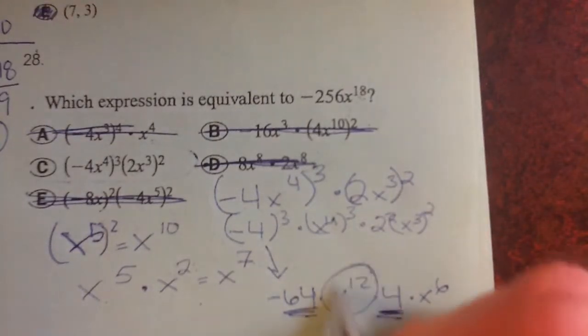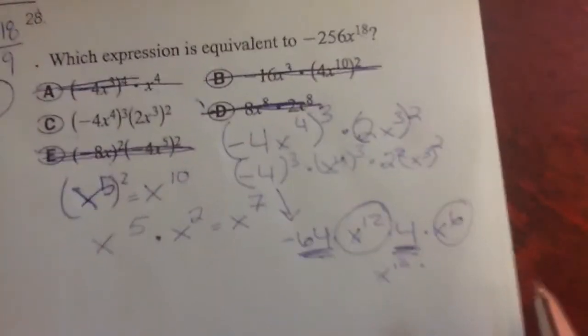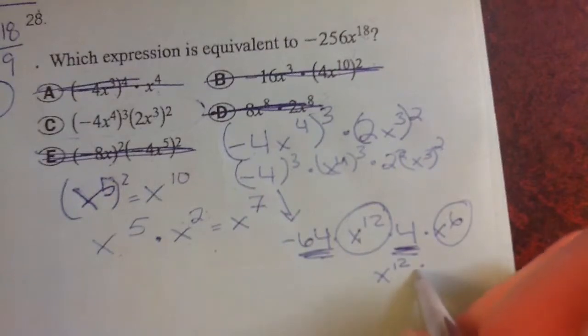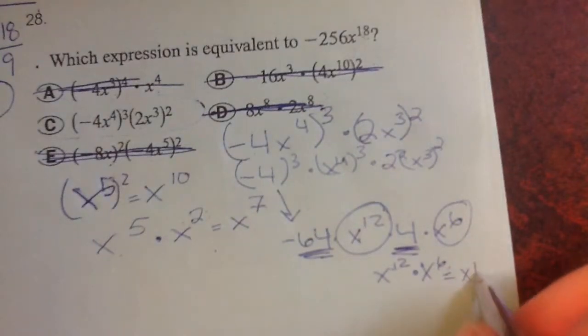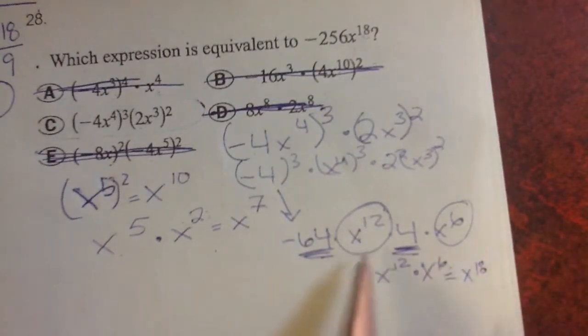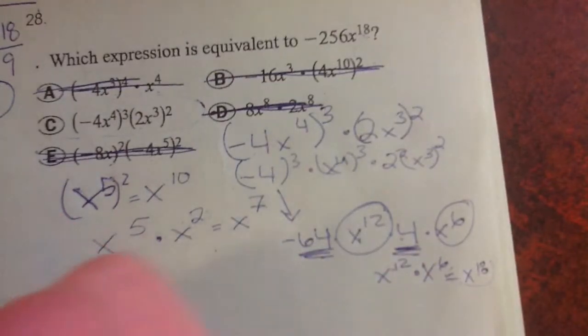And I can also say these two times each other, x to the 12th times x to the 6th. When I multiply powers with the same bases, I add the exponents, I end up with x to the 18th. So I end up with that negative 256 from these two numbers, and then x to the 18th from those two. So it looks like C is the correct answer.